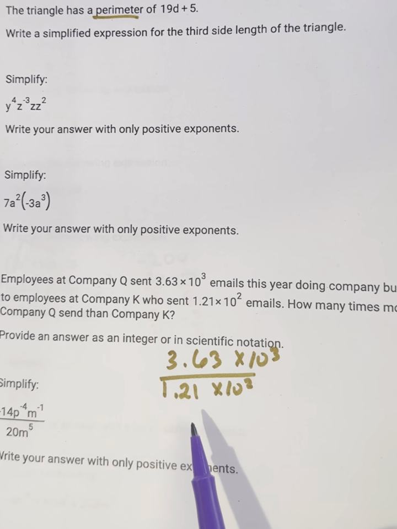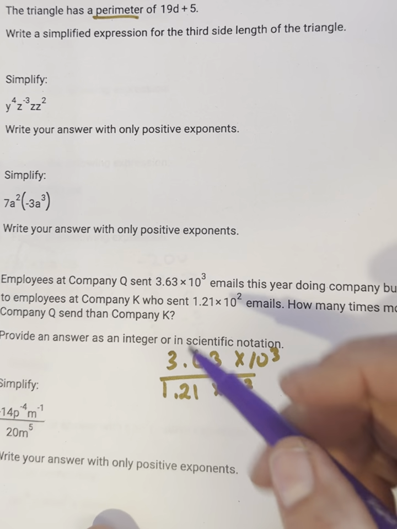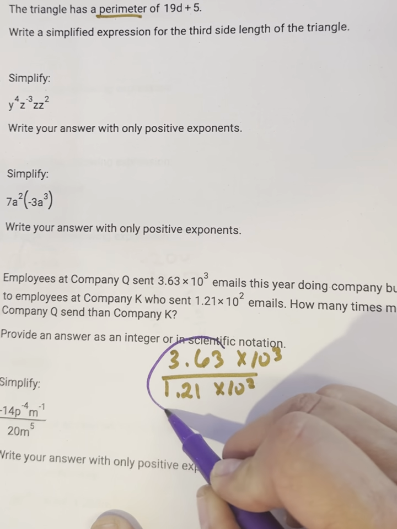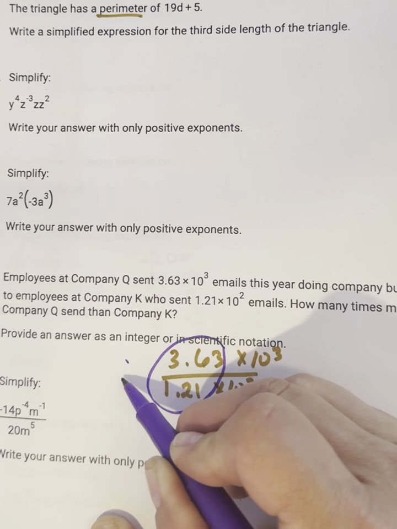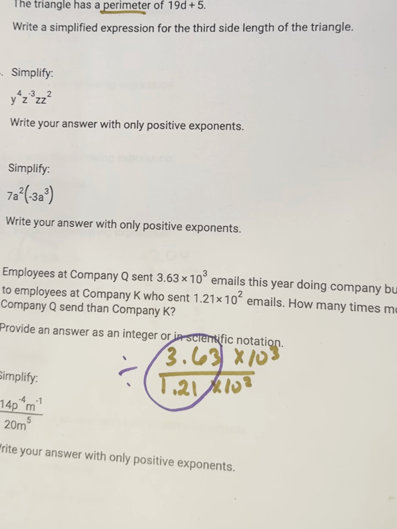So 3.63 divided by 1.21. So these are just numbers. So you're going to divide. So what do y'all get?